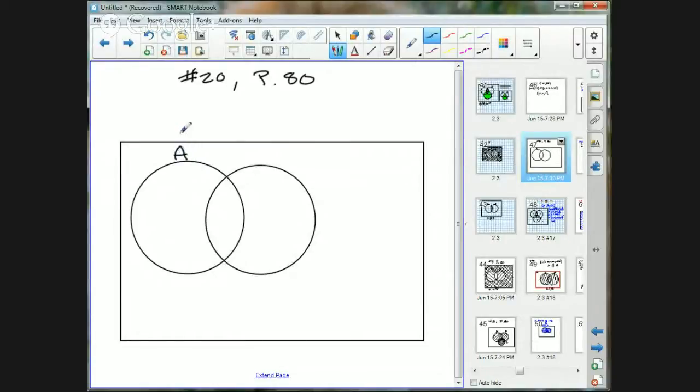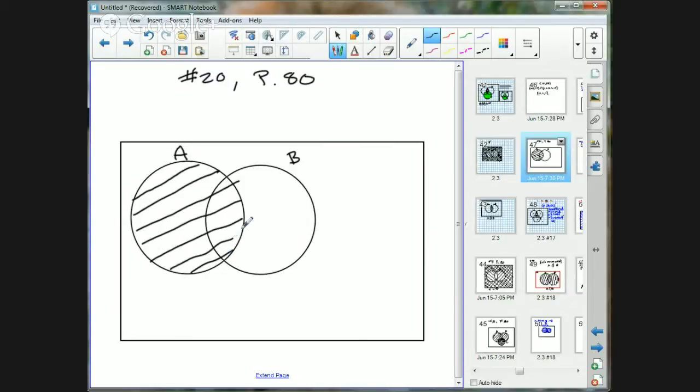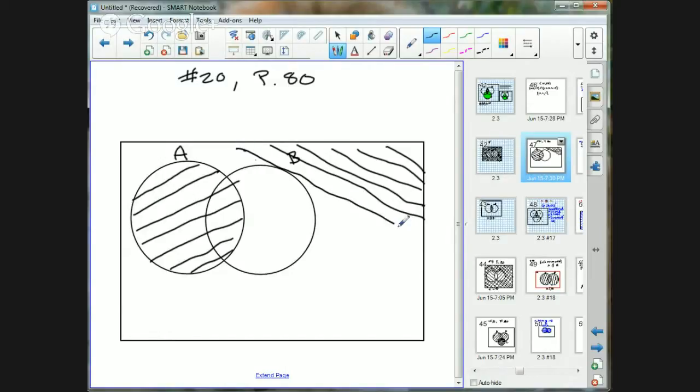Okay, X is an element of A, so you shade it in A, right? Yes. Good. And then, okay, X is not an element of B, so it is the area outside of where they intersect. Is that correct? It's where they intersect. You did just B complement, right?